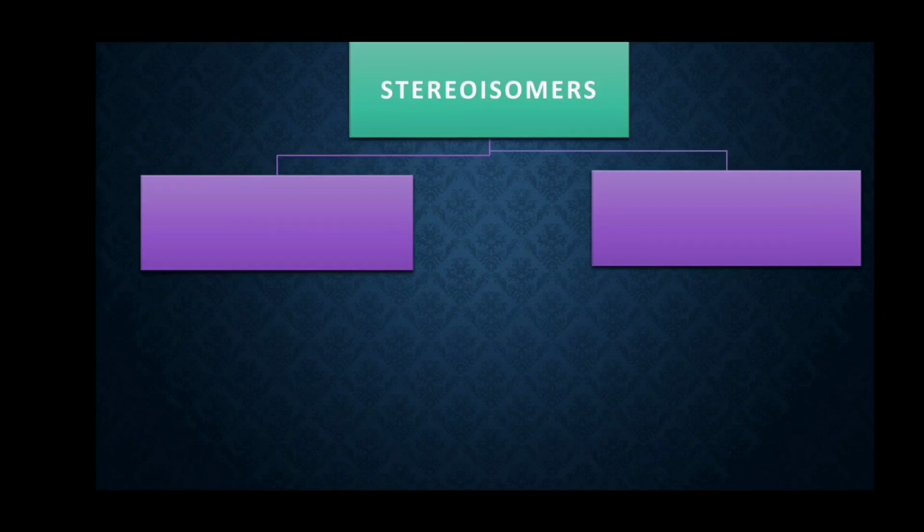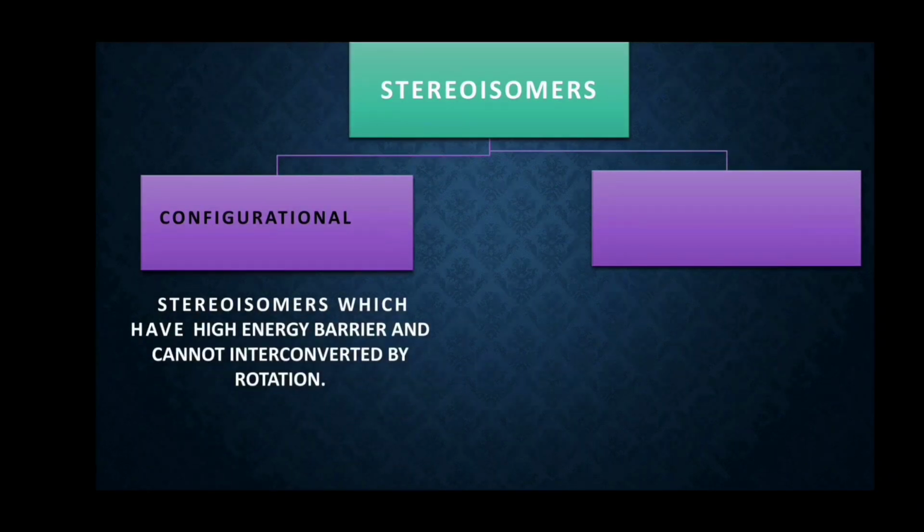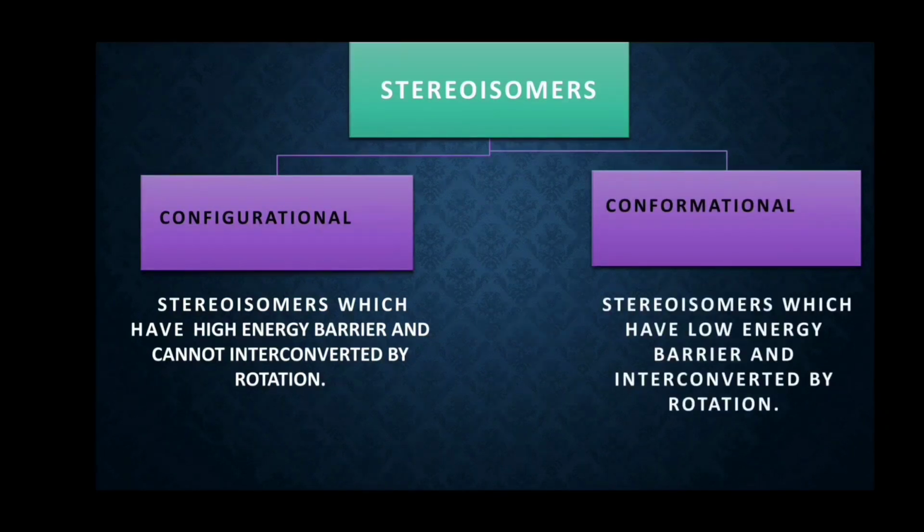Stereoisomers are divided into configurational stereoisomers, which have a high energy barrier and cannot be interconverted by rotation, and conformational stereoisomers, which have a low energy barrier and are interconverted by rotation.